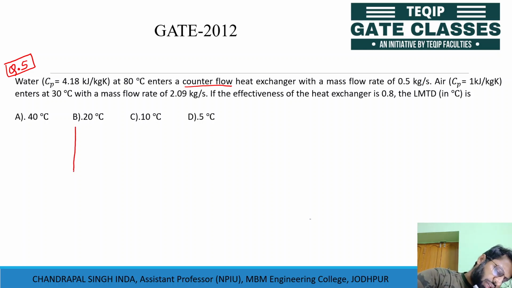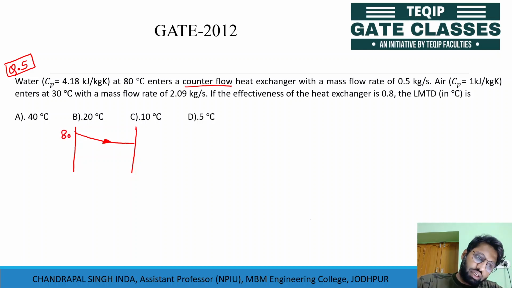So to find the LMTD, all the temperatures are required to be known. The inlet temperature of hot water is 80 degrees centigrade, and the inlet temperature of the cold fluid is given as 30 degrees centigrade. So let's find the value of exit temperature of the hot and the cold fluid.